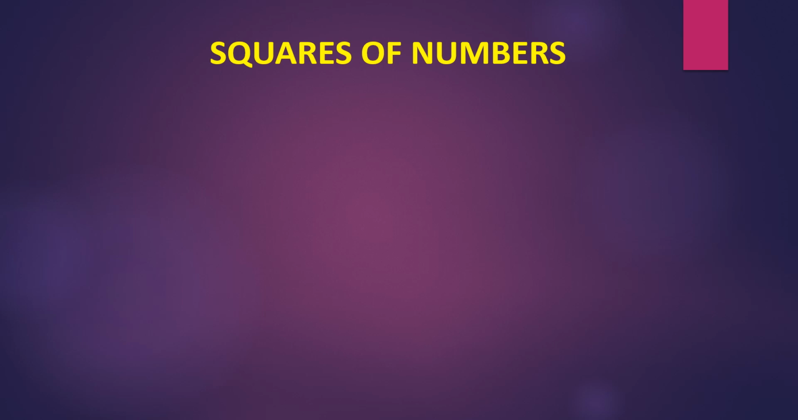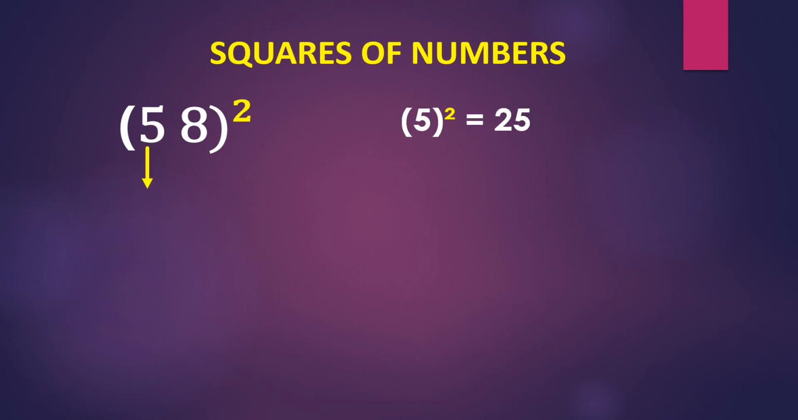Now let's check with one more example. 58 square, it means 58 into 58. So the first step, 5 square, it means 5 into 5 is 25. Second step, 8 square, 8 into 8 is 64. So we have written this.